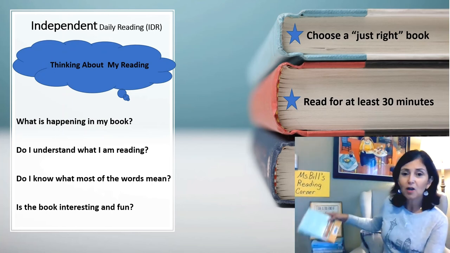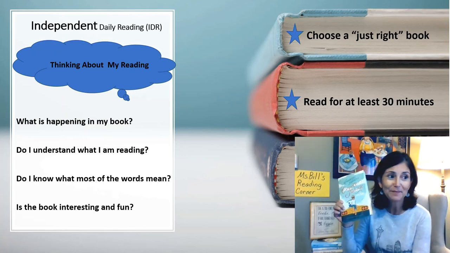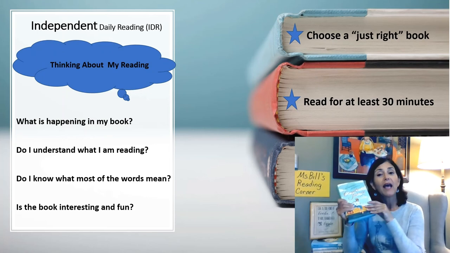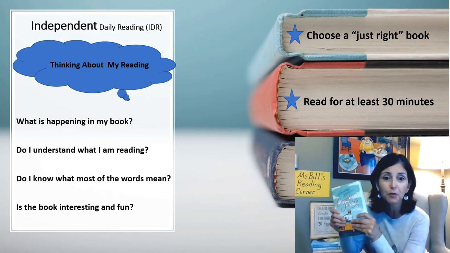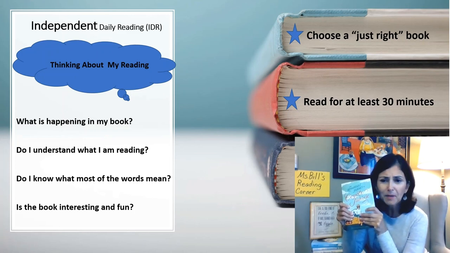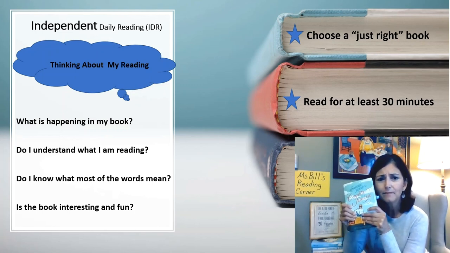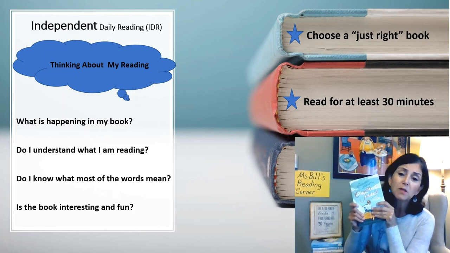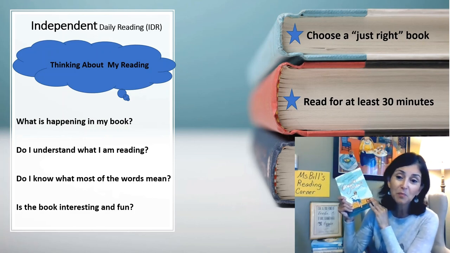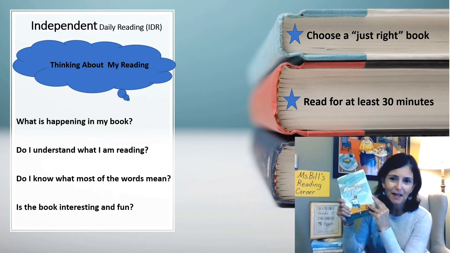Yesterday, I began a story called The Remarkable Journey of Coyote Sunrise by Dan Gemeinhardt. Remember today as you're reading to help you with your comprehension by asking yourself the following questions as you read. What is happening in my book? Stop and ask yourself, do I understand what I'm reading? Do I know what's going on? Am I able to figure out what most of the words mean? And then, of course, most important of all, is this book interesting to me? Is it fun? And am I enjoying myself?